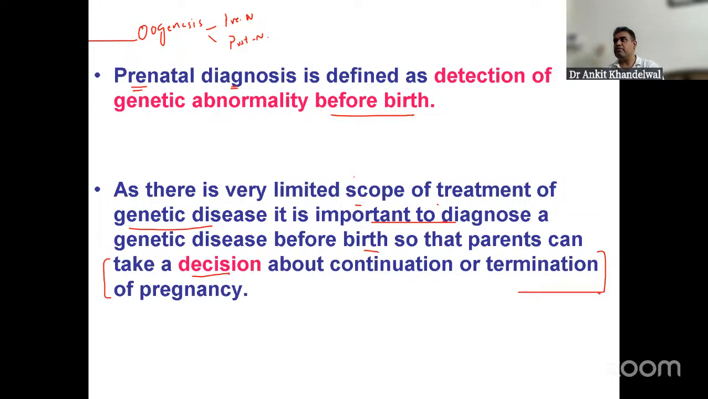So now you have given the news to the parents that your coming baby, who is still inside the mother, has this particular genetic disease, and we are 110% sure that this is the result. Now, what do you want to do? They will ask, okay sir, or madam, what will happen? Is there any treatment? The first question will be, is there any treatment? Then you will say, there is no substantial treatment.